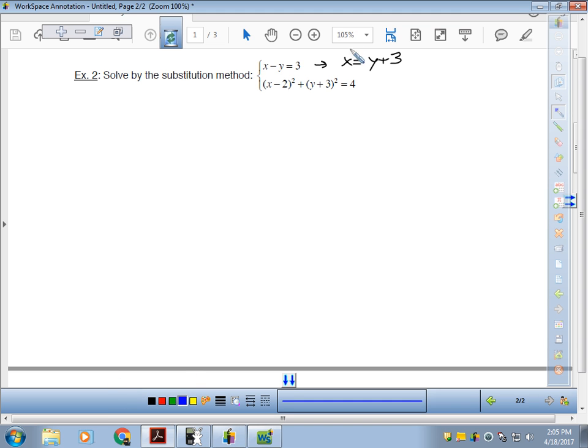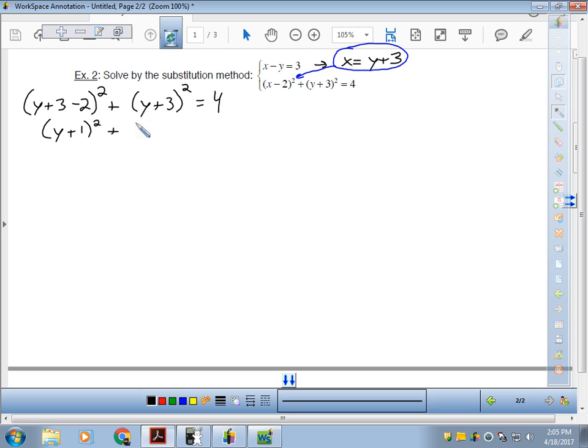Then I will take that and substitute it for the x in this equation. So I will have (y plus 3 minus 2) squared plus (y plus 3) squared equals 4. Y plus 3 minus 2 is really y plus 1, squared, plus (y plus 3) squared equals 4.